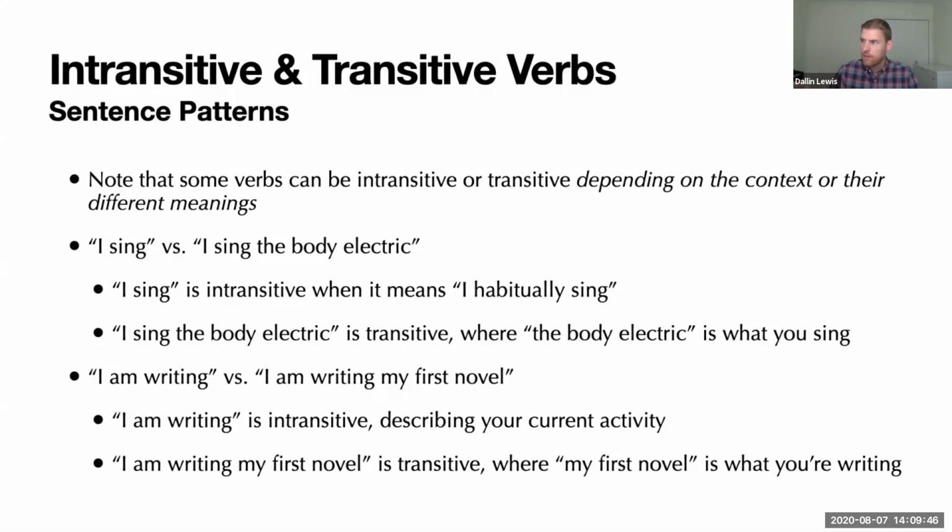I think, in fact, win could be, I won the game. Yeah, that's a transitive verb. Or I win, it could be intransitive. So that's an example. Now here's some more. For instance, I sing can be intransitive if you mean I habitually sing, or it could be transitive if you are saying that you are singing something specific, like the body electric. I sing the body electric. I am writing is intransitive and means at this moment right now, I am putting words on a page or screen. Whereas I am writing my first novel is transitive and means I am at work writing my first novel.